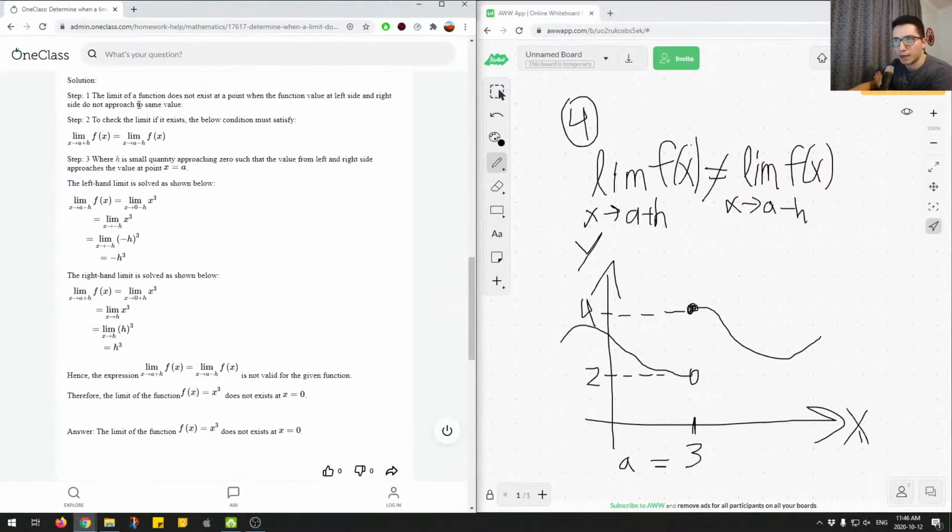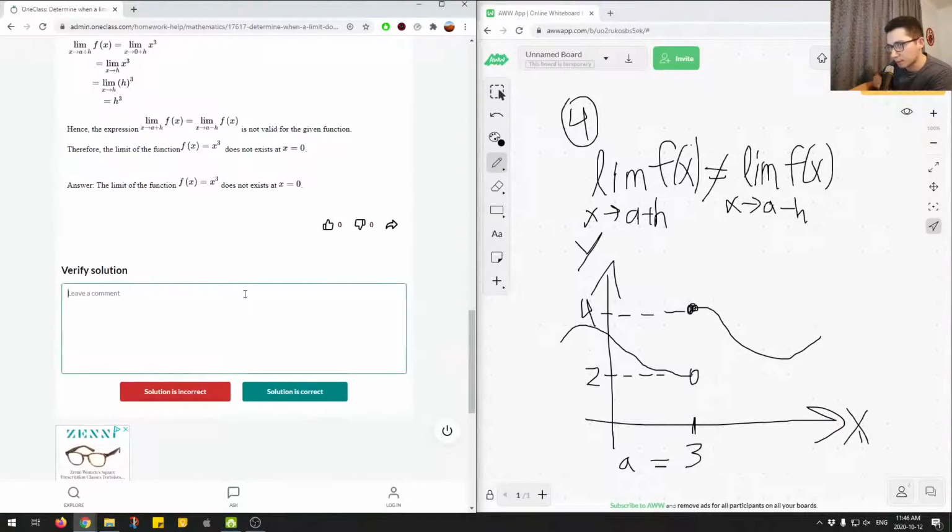So those are the two examples of where the limit exists and does not exist, and I've provided two other examples from the visual perspective of a graph. So this answer is correct. Correct answer, great job, and we'll mark this as correct.